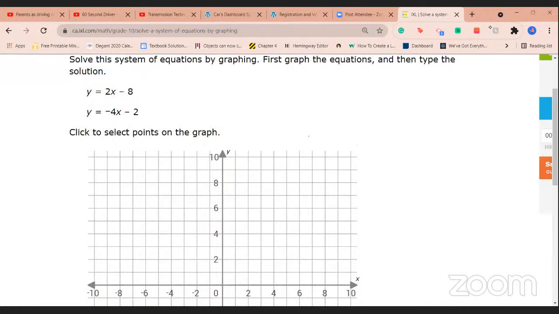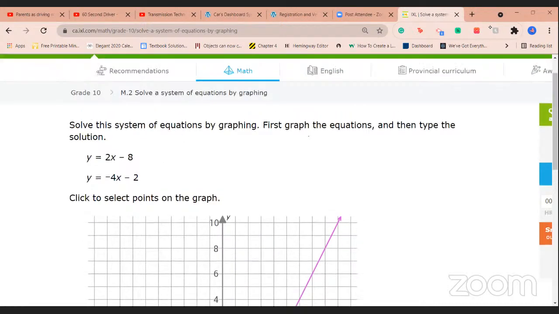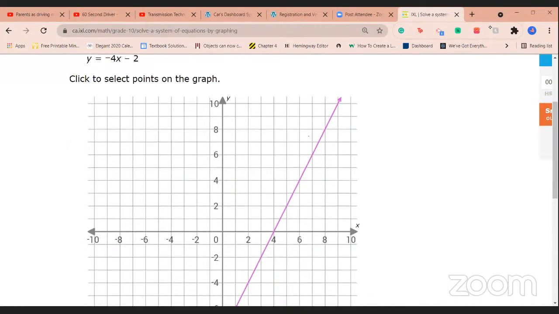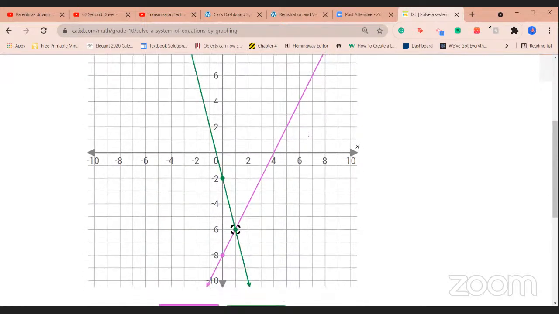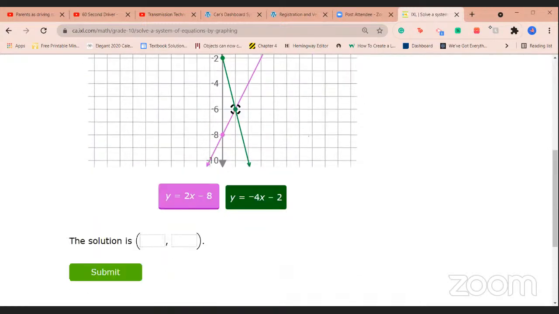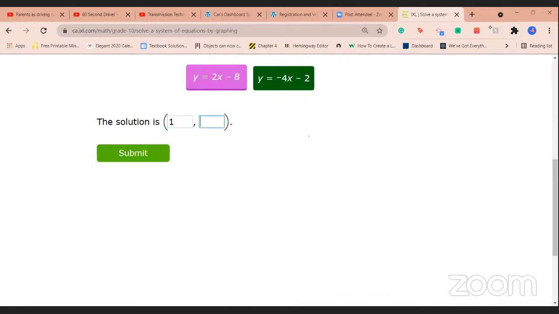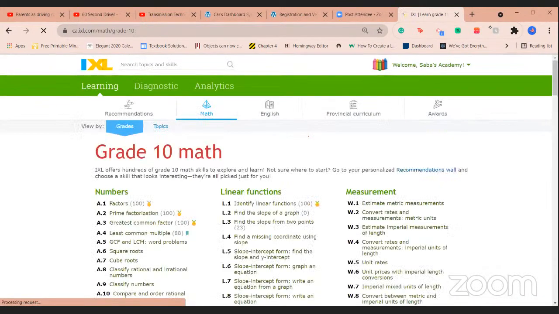2 up, 1 right. Very good. -2, 0, -2. Okay. And 4 down and 1 right. Very good. So 1, 2, 3, 4, 1 right. Ooh, where's our point of intersection? 1, -6. Very good. Okay, so it looks like you've gotten the hang of this. Excellent. Let's do one more for today.